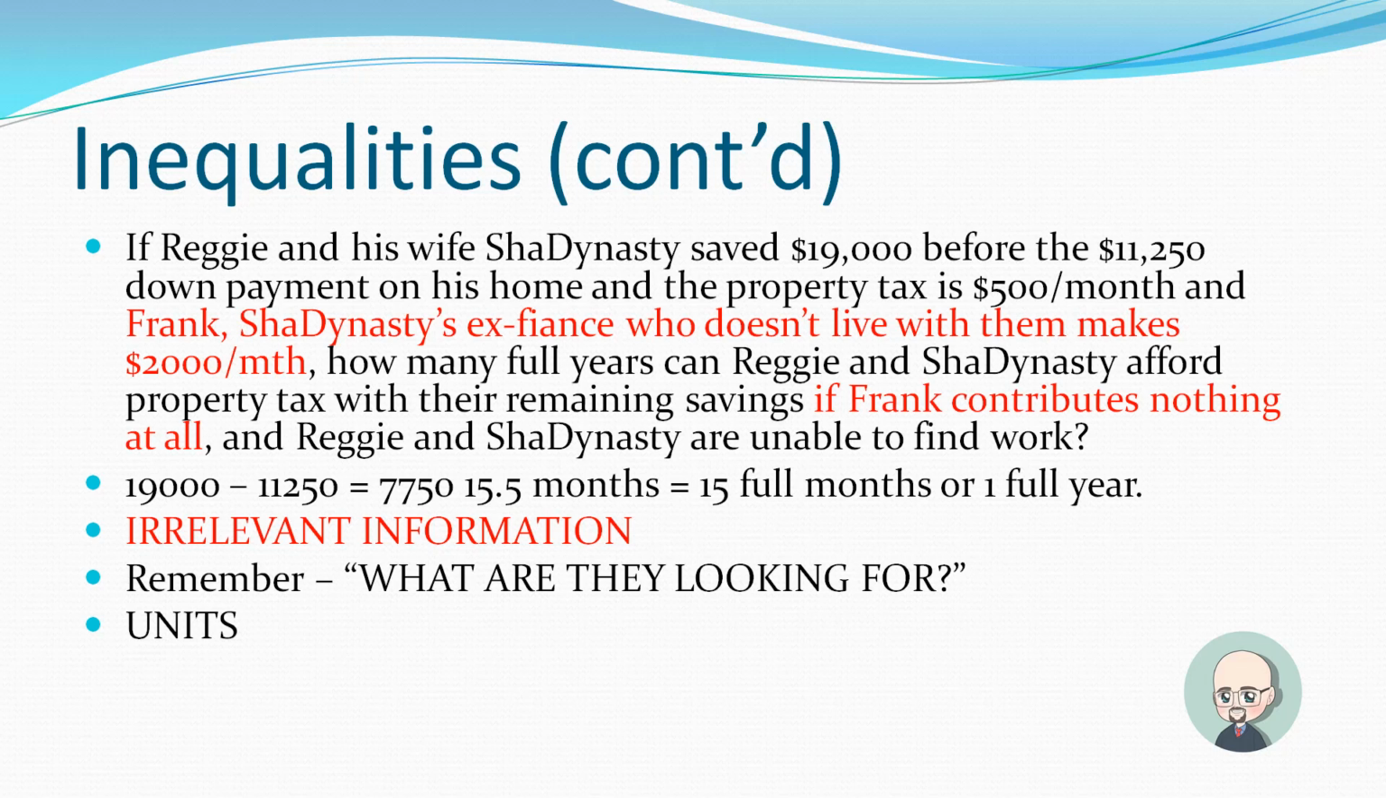Okay, and they pay $500 a month in property tax. So we divide 7,750. We come up with 15.5. That's the number of months. And they're asking how many full years can Reggie and Dynasty afford property tax? So they're saying how many full years, how many months are in a year? There's 12 months in a year, so they could afford it for 1 full year. Again, that seems a little tricky, but when you break it down, it makes a lot of sense.